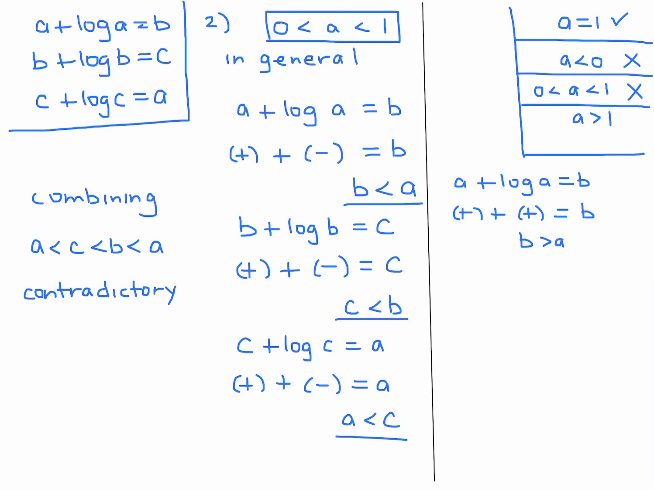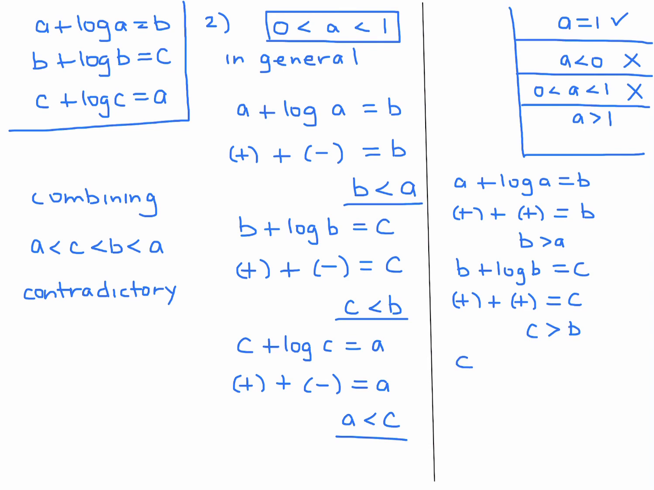All right? So very same thing for b. b plus log of b is equal to c. And since a is greater than 1 and b is greater than a, b is also greater than 1. So again, you have some positive number. If you take the log of a number that's greater than 1, it'll be positive, and that is equal to c. So that means c is greater than b.